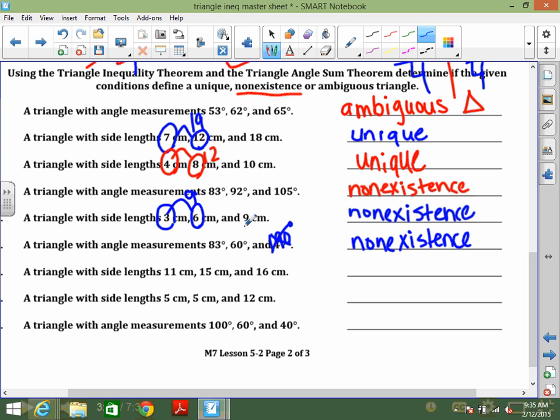Okay, next one. Triangle with side lengths 11, 15, and 16. So what two sides do we add together? 11 and 15, which gives us 26. Is 26 bigger than 16? So it forms a triangle. How many triangles can you make? You can only make one. So that would be unique.